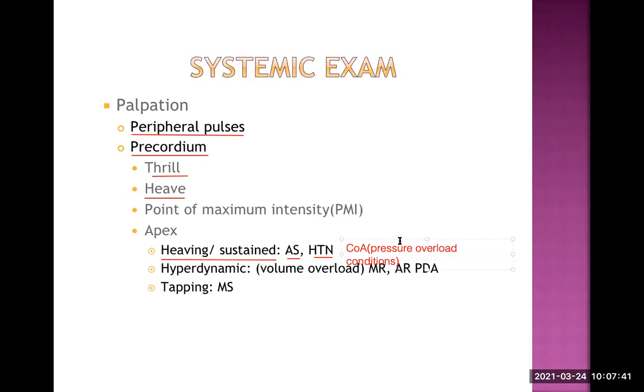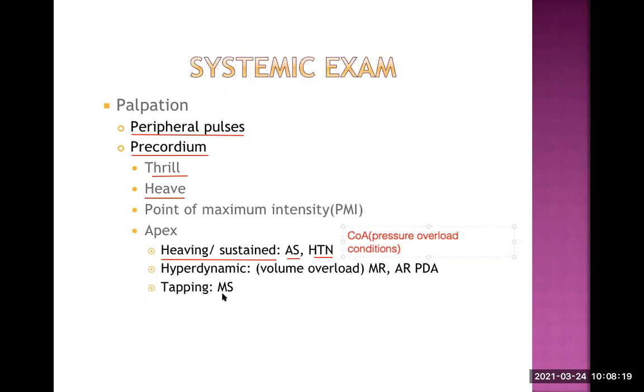Now, on the other hand, if the apex is hyperdynamic, it is seen in volume overload conditions like mitral regurgitation, aortic regurgitation, PDA, VSD, ASD. These are all examples of volume overload condition. This is hyperdynamic apex. Now, what is this? If I put my finger again there, my fingers are elevated, but it quickly disappears. It doesn't stay there for a moment. That is the only difference between hyperdynamic apex and heaving apex.